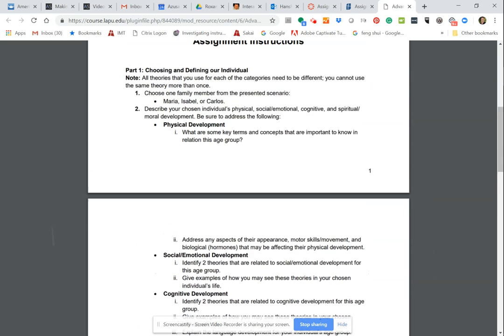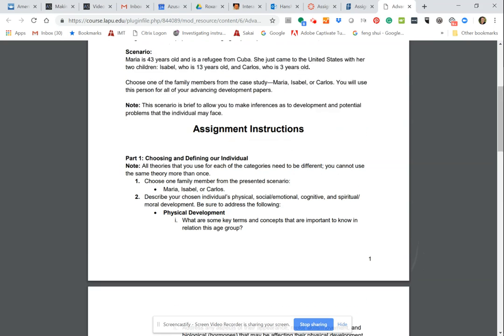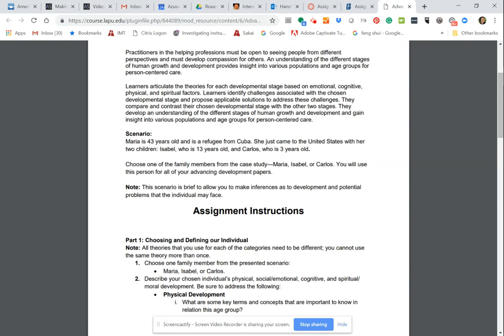So your paper is going to first have an introduction, but we're not going to call it introduction. We're going to put the title of the paper non-bolded centered to meet APA style. And then you're going to give a brief overview of the person that you chose. So now remember, in this scenario, we're not given all the facts. So you're going to have to help tell this story.